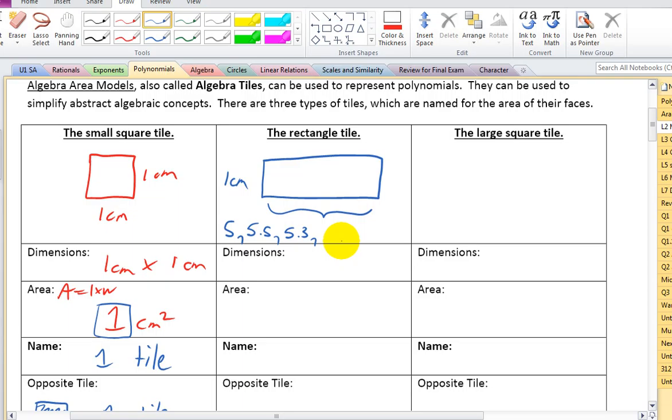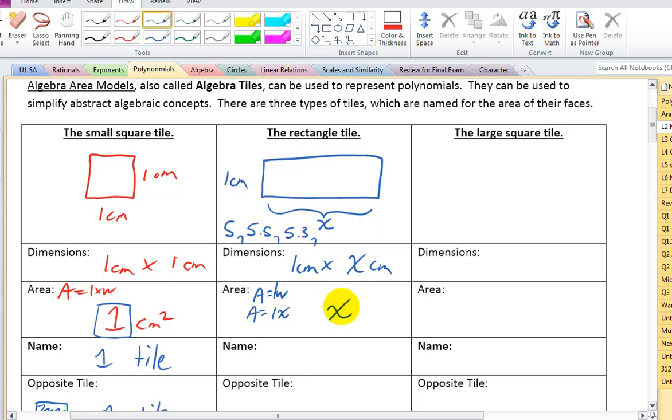No, just use what you got. 5.25. Sounds to me like you're guessing. What should we call it if you don't know the exact answer? No. We'll assign it a number. X. Assign it a letter. Okay, so we'll call that X. So the dimensions are 1 centimeter times X centimeters. So the area, length times width, would be 1 times X, which we call X.